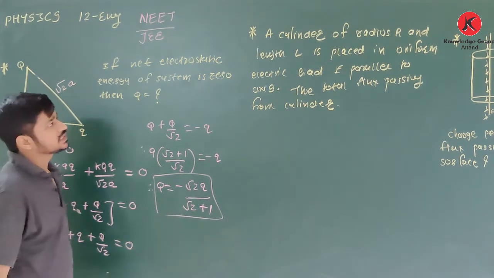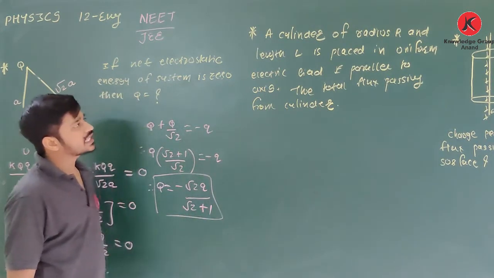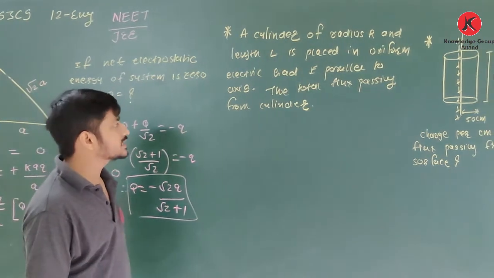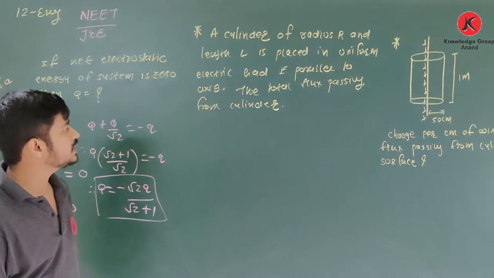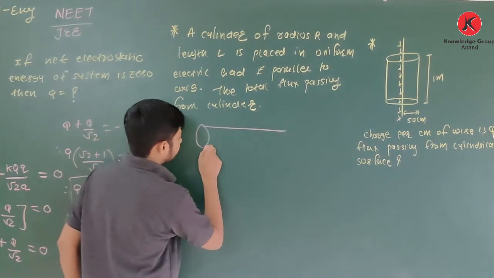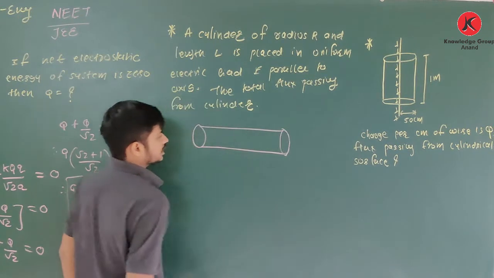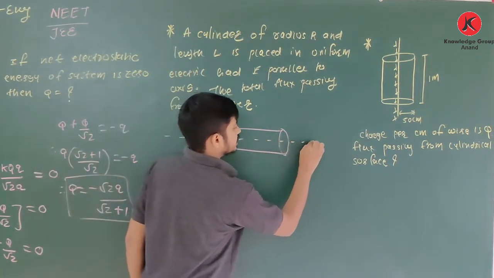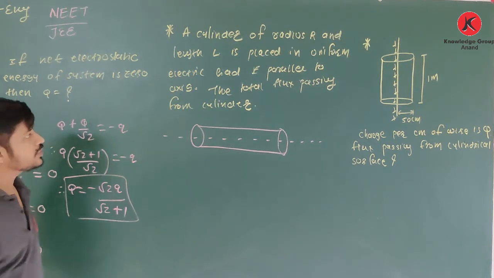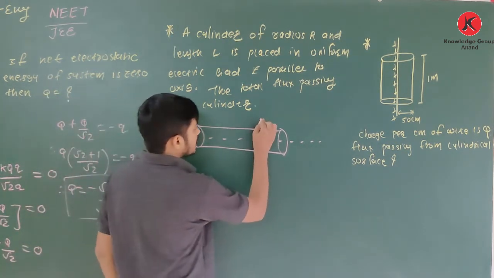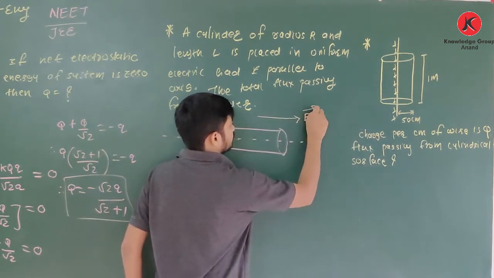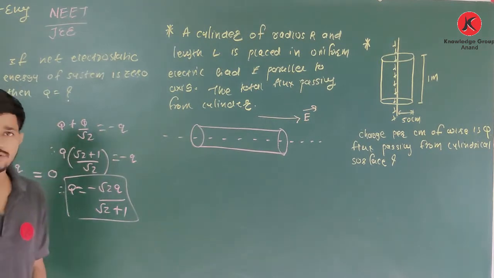Okay. Next question. A cylinder of radius r and length L is placed in a uniform electric field E parallel to its axis. The total flux passing through the cylinder. See, if you are given a cylinder like this, it is the cylinder and this is its axis. Now, a cylinder of radius r and length L is placed in uniform electric field E parallel to the axis, means the electric field is in this direction.